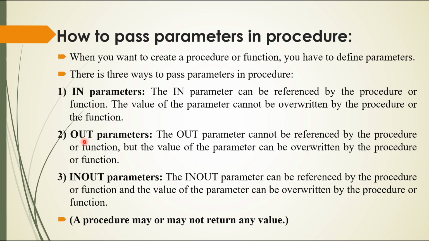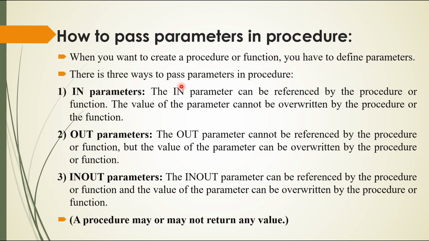So how to pass the parameter in the procedure? When you want to create a procedure or a function, you have to define parameters. This concept of function you learned in the C programming language. For functions we first declare the function, then we call that function from the main function, and we write a definition of the function. So whenever we want to create a procedure or function, we have to define the parameters.